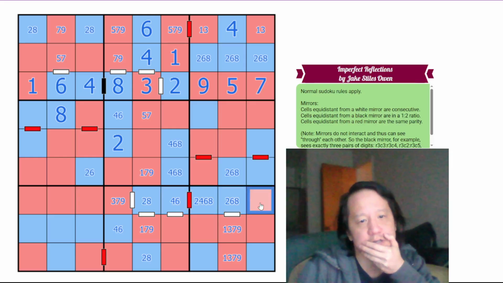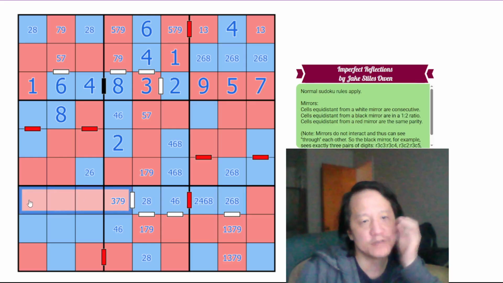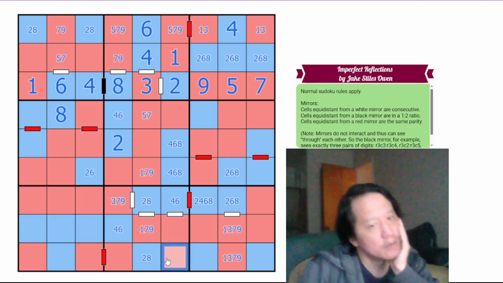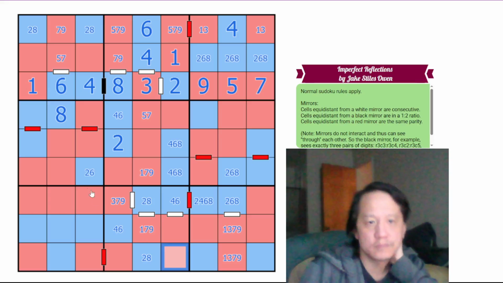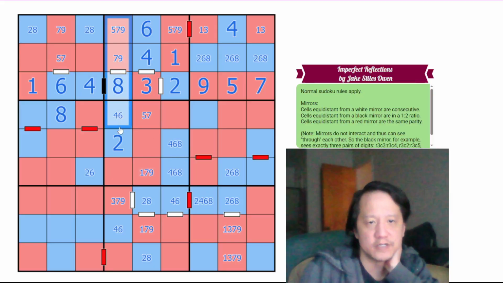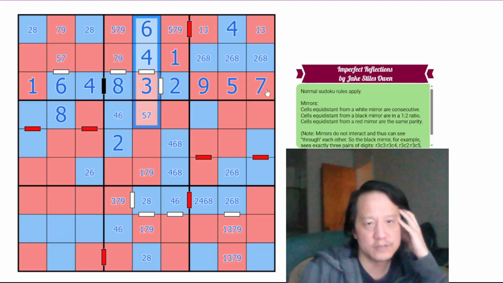This digit can never be 7, but that doesn't help us much. These are consecutive with these. That's not helpful. These consecutive is done. The 1 to 2 ratio is done. Parity doesn't really help us now anymore. This consecutive is essentially done. So is this. So is this.